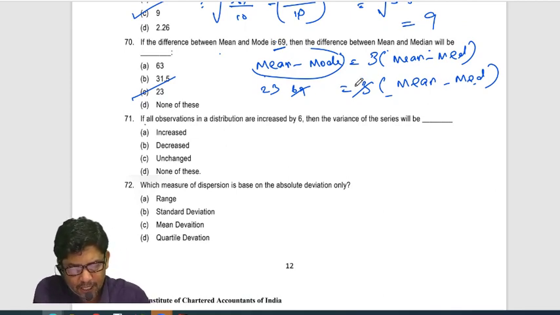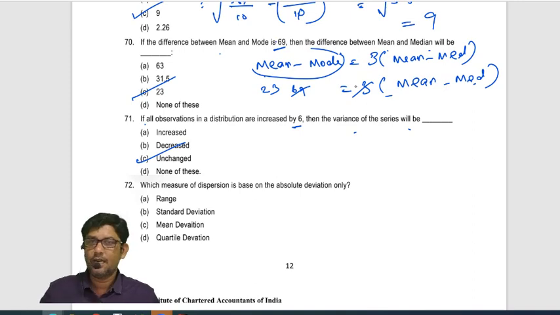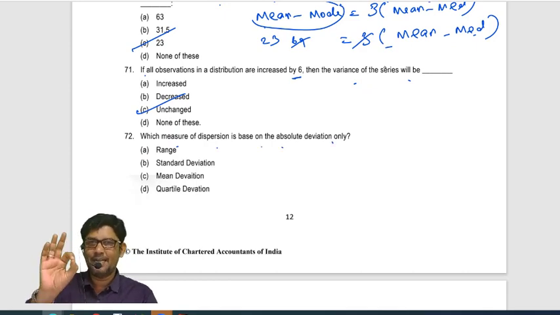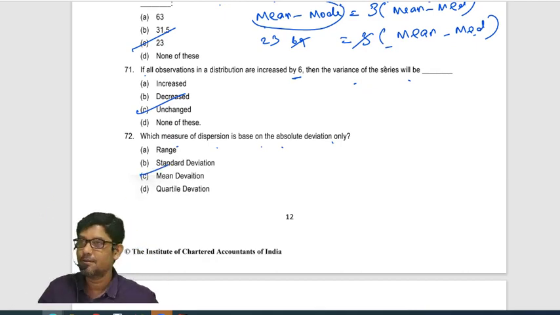Next one. If all observations in the distribution are increased by 6, then the variance of the series will be what? Unchanged. See, shift of origin. Variance does not get affected by shift of origin. Now, which measure of dispersion is based on the absolute deviation only? Which formula is having modulus? Mean deviation.